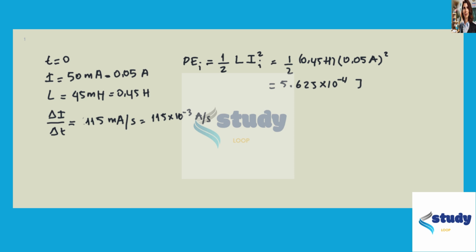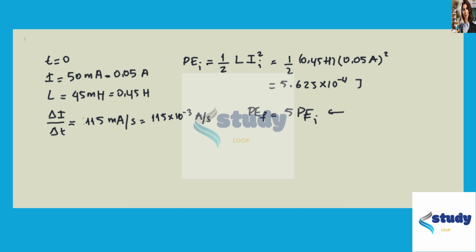Now, we're asked to calculate the time interval that it takes for the potential energy to be 5 times the initial potential energy. So we want the final potential energy to be 5 times the initial potential energy. Let me put PE here. Initial. And we're supposed to calculate the time interval that it takes to get to 5 times the initial potential energy.